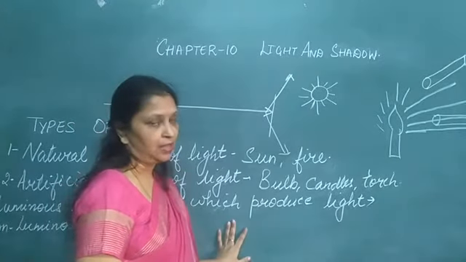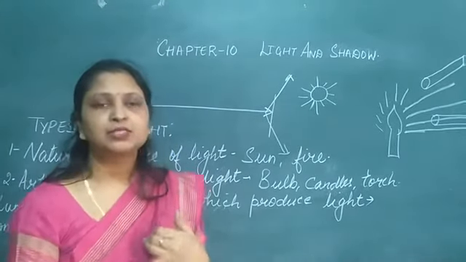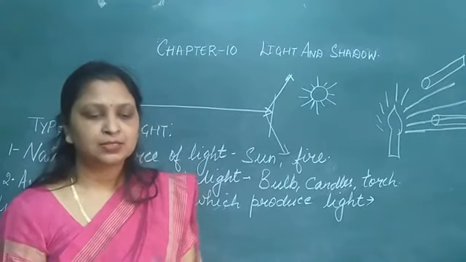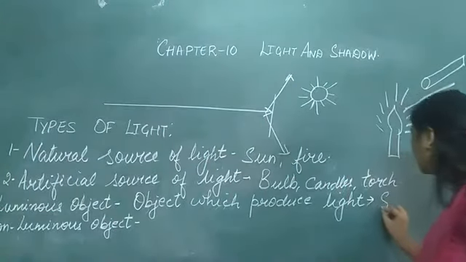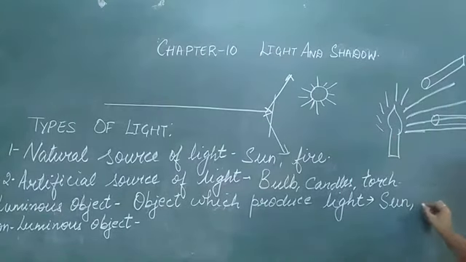These objects are sun and bulb. Yes, any other luminous objects, tube lights, candles, these all give us light. Sun, candles, bulb.